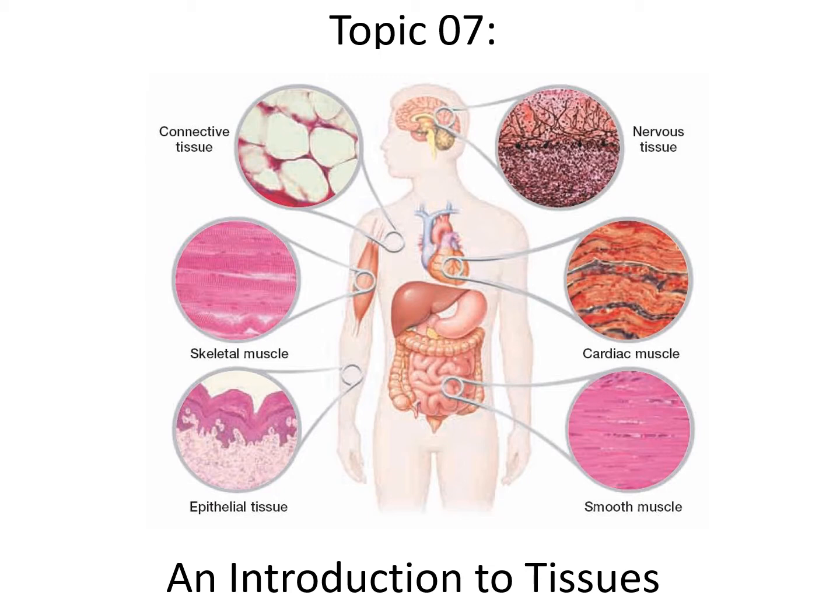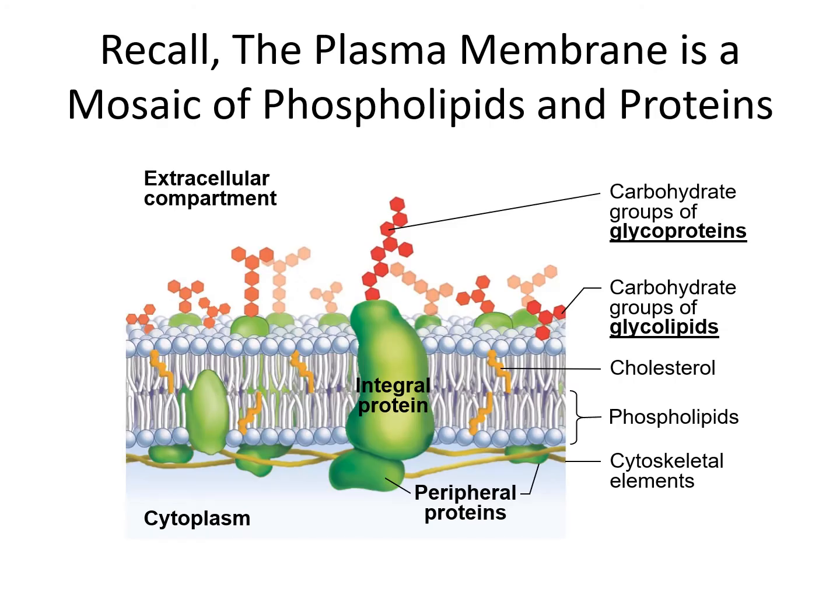Tissues are collections of cells that work together as a unit to perform a certain function. Remember that the plasma membrane is a mixture of phospholipids and proteins. Many of those proteins and even some of those lipids have carbohydrates attached to them. So those would be known as glycoproteins and glycolipids. And those carbohydrates, as you hopefully remember, identify the cell as being part of you, and also identify the cell as being of a particular type and belonging to a particular tissue.